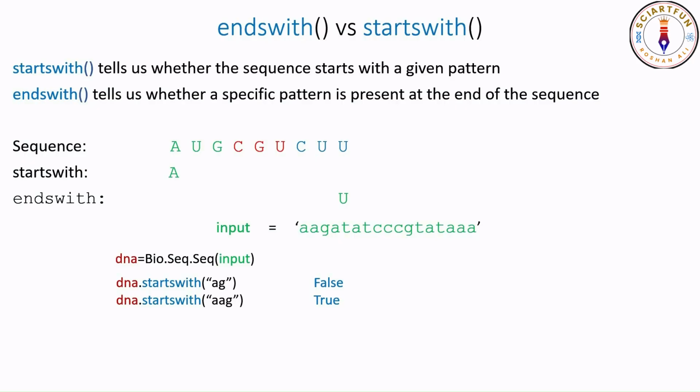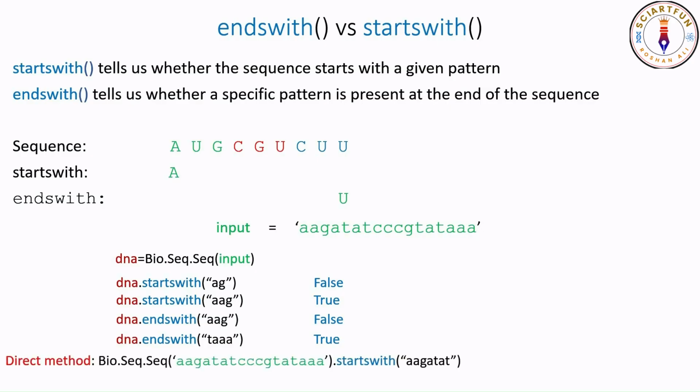Similarly, you can use the endswith method for the terminal pattern. This sequence does not end with A, G. That's why it gives false. It ends with T, A. That's why this gives you true.